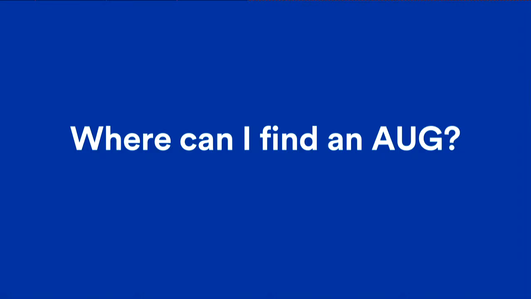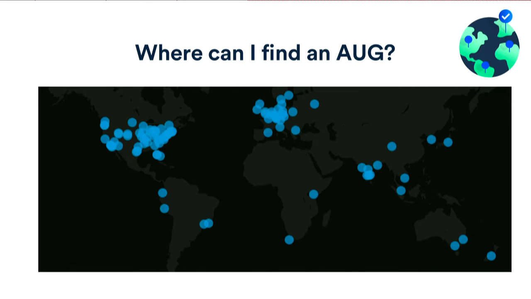So most importantly now, where can I find an AUG? Well, the good news is they are all over the world. We have more than 150 currently running in both the United States and across the globe. In fact, we've got a number of AUG leaders here from all around the globe here today. You can go to aug.atlassian.com to find one that's closest to you. If you do not find one, you can start one.